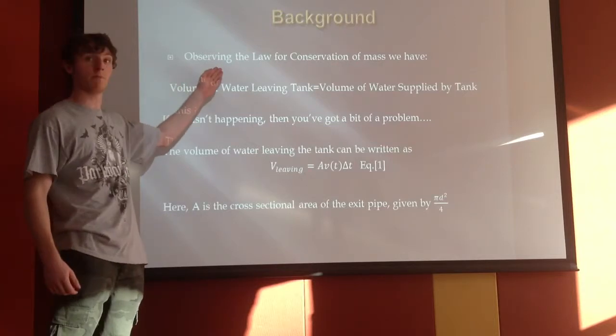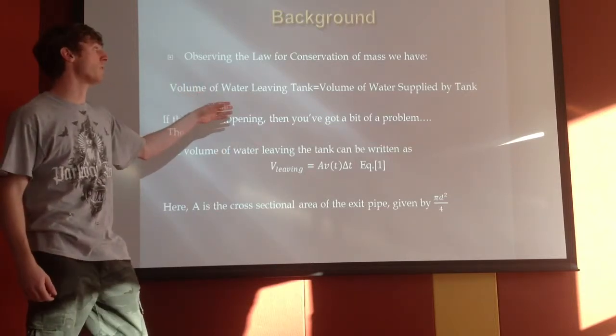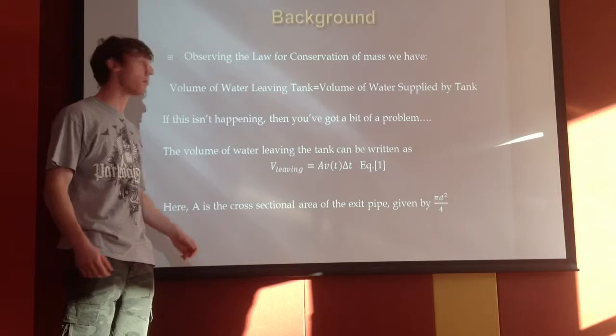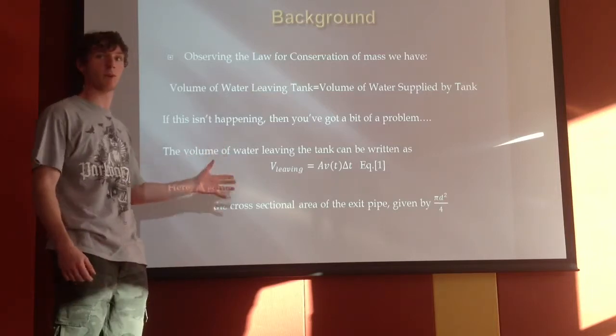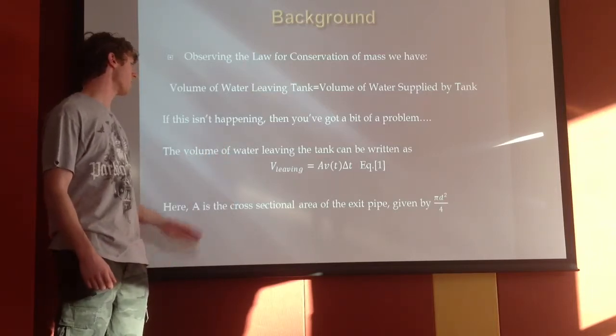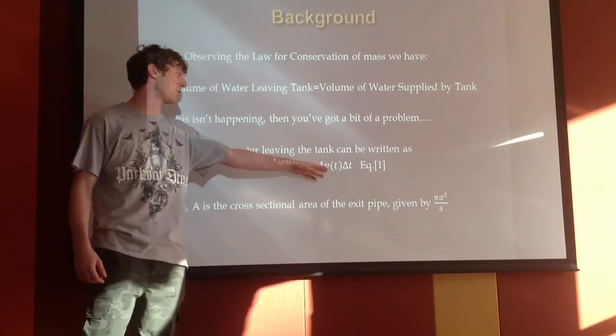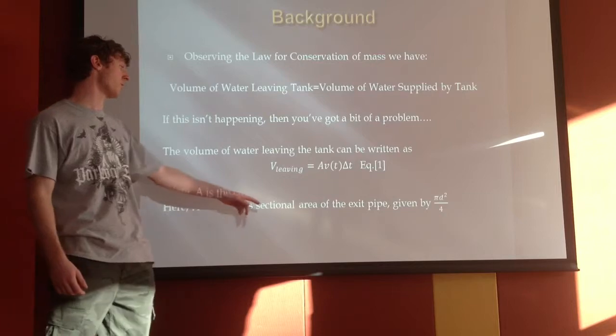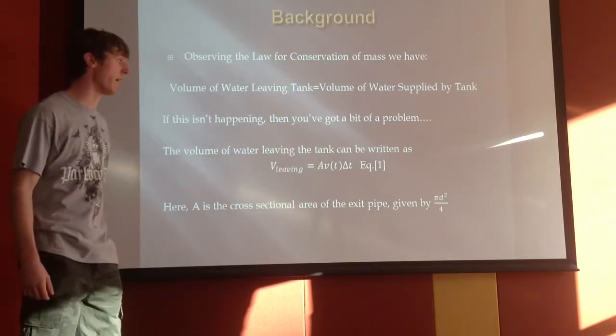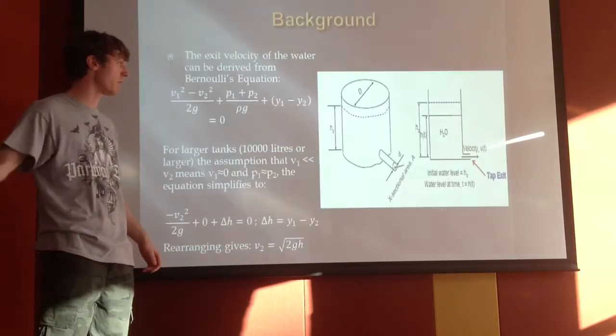Observing the law for conservation of mass, we have the volume of water leaving the tank is equal to the volume of water supplied by the tank. If this isn't happening, you've got a bit of a problem. Therefore, we can write that the volume of water leaving the tank is equal to this function here, and A is the cross-sectional area of the exit pipe given by that function down the bottom there.